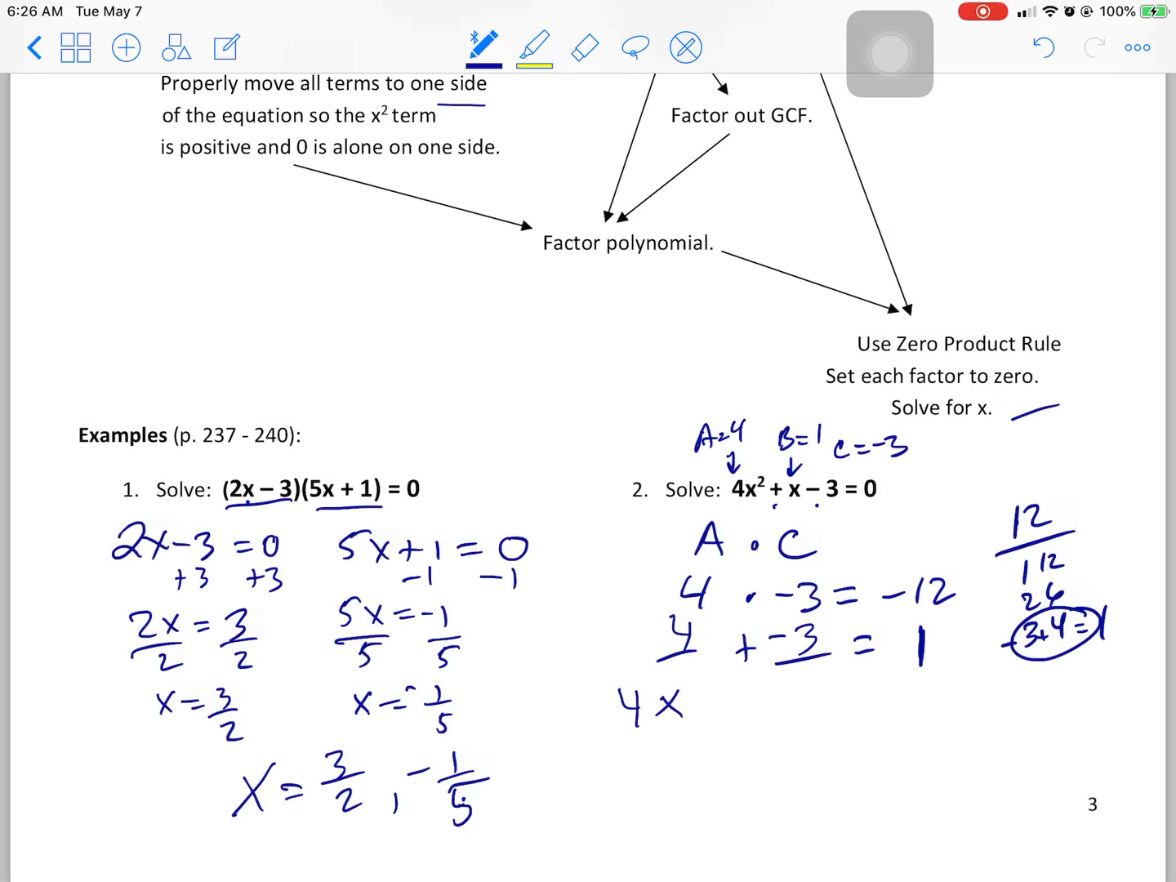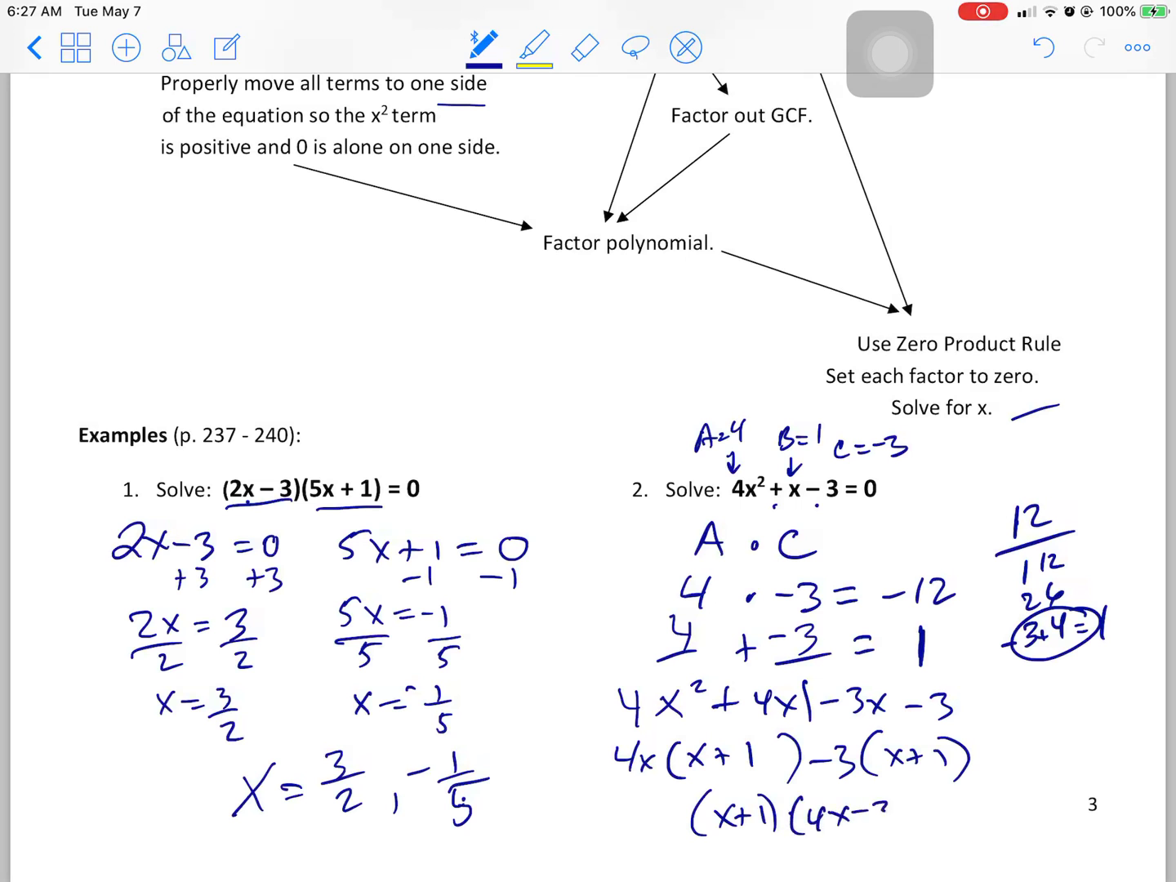Make sure I get my key out. Make sure I'm not messing anything up. So this new problem is going to be 4x squared plus 4x minus 3x minus 3, divided in half. It is now a 4 term. Pull out the GCF. x plus 1, x plus 1, -3. So x plus 1 times 4x minus 3.